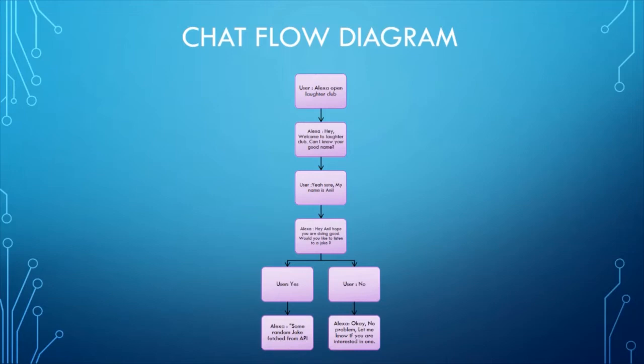Now one thing we need to keep in mind while creating any skill is that whatever the user says will respond to an intent. Here there are three statements the user can say: first, "Alexa open laughter club"; second, telling his name; and third, either yes or no. So there are four statements, and we need to create four intents for the user.